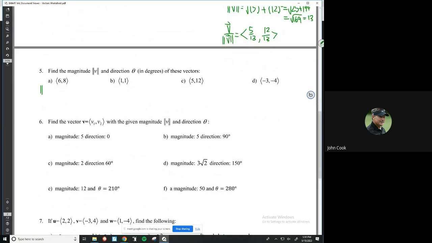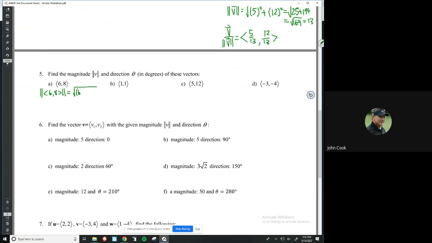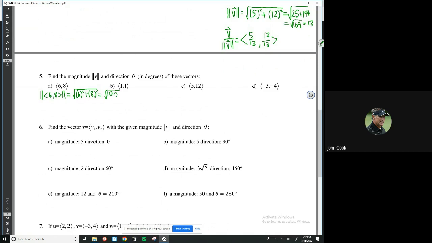So magnitude of the vector 6, comma 8 is going to be equal to square root of 6 squared plus 8 squared. So that's square root of 36 and 64 is 100. So 10. 10 would be our answer for this one. The magnitude, by the way, is always going to be positive. It's never a negative number, no matter what. All right, then the direction.